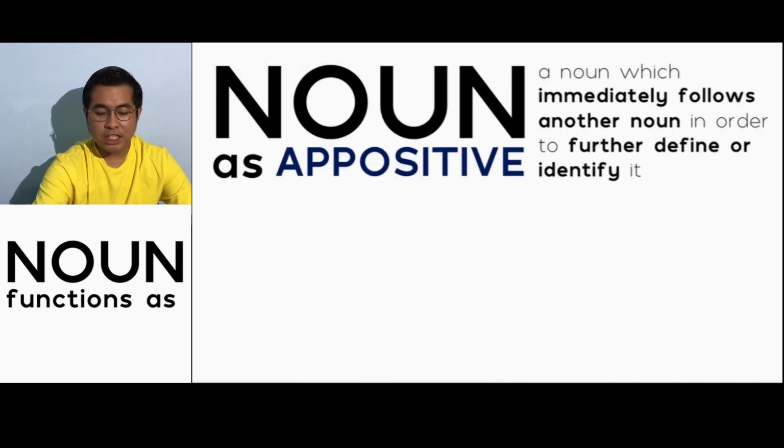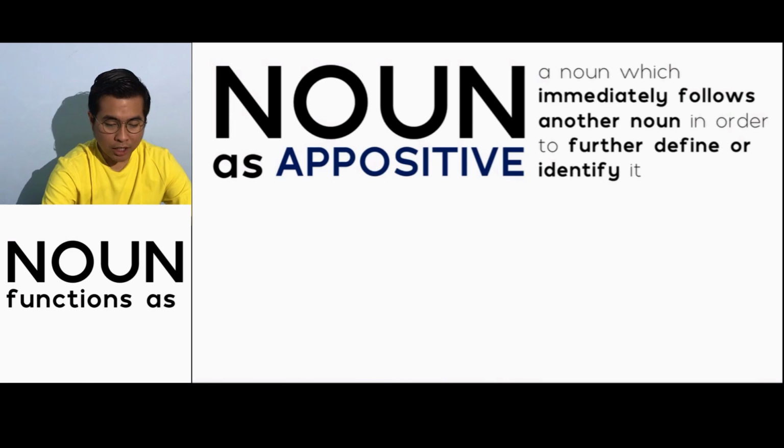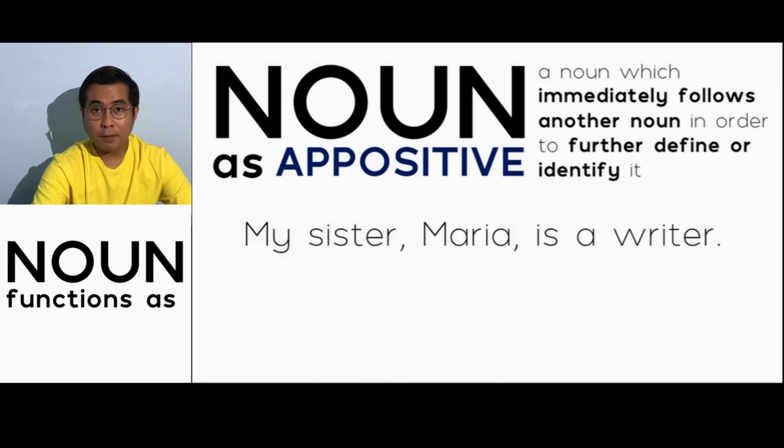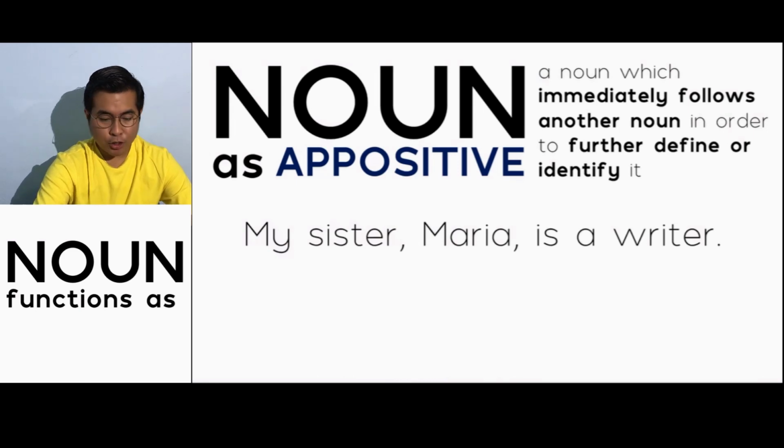A noun which immediately follows another noun in order to further define or identify it. So here we can understand that better in this sentence: "My sister, Maria, is a writer." Appositives are not very important parts of the sentence. They just add meaning to your sentence or to your subject.